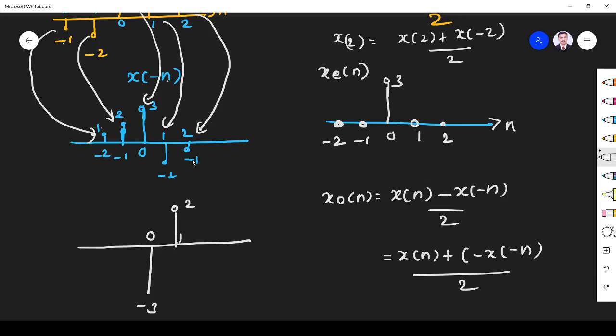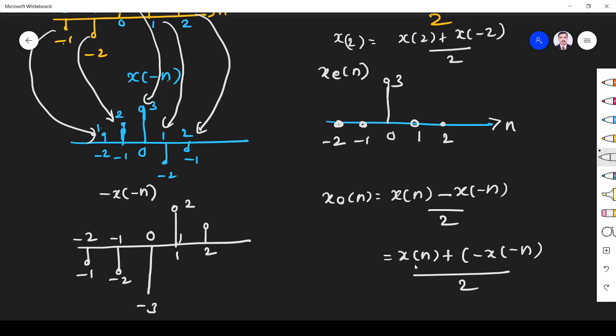Minus 1 becomes plus 1. Similarly, here plus 2 will become minus 2 if you multiply with minus 1. This is plus 1, it will become minus 2. This is what minus x of minus n.